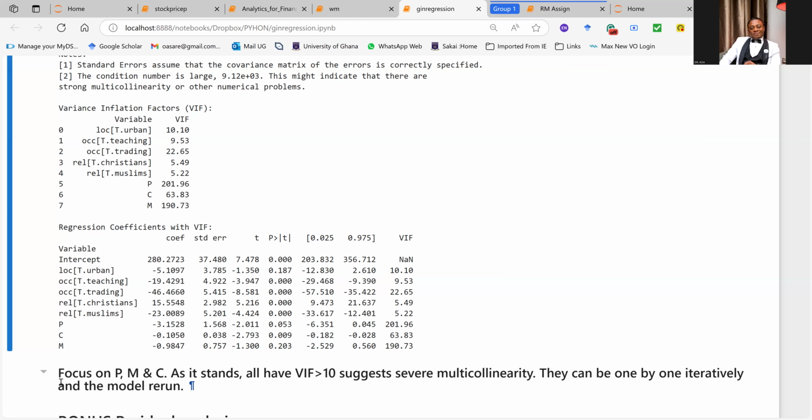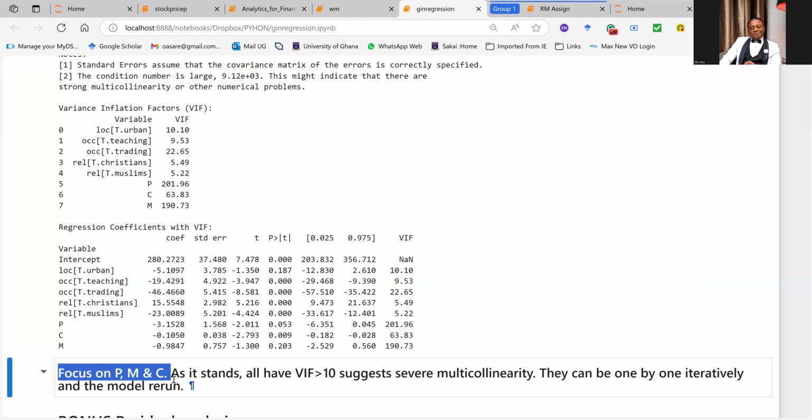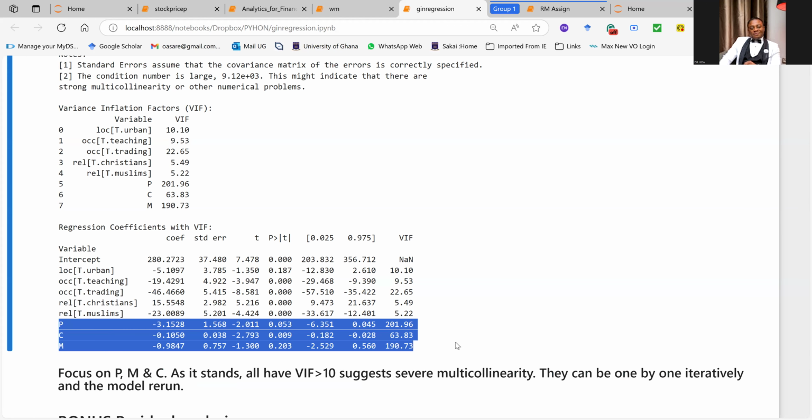So I've written here that you focus on the price, the complement price, and the income. Looking at price, complement price and income, look at the last three here, the numerical variables. Look at their VIF. Remember, the most dangerous VIF is when it is bigger than 10. And when you look at it, all of these variables are bigger than 10. So it means they are a problem.